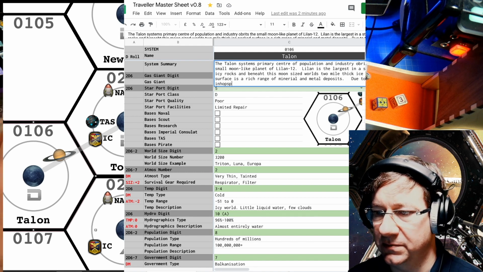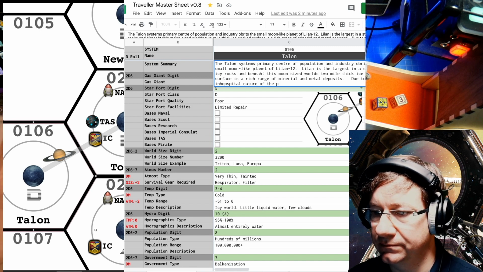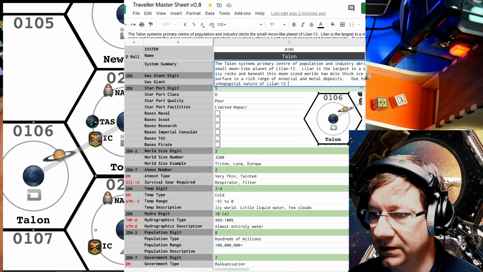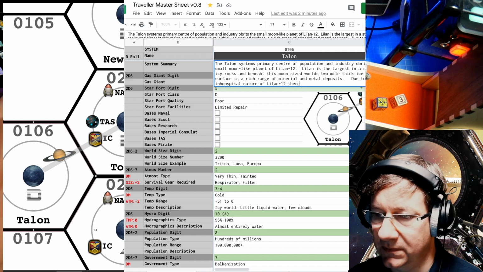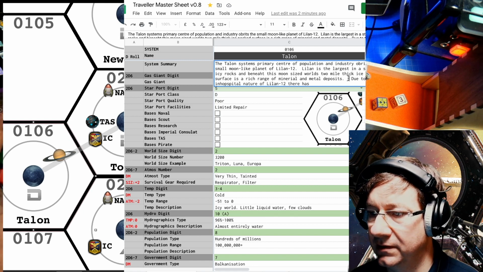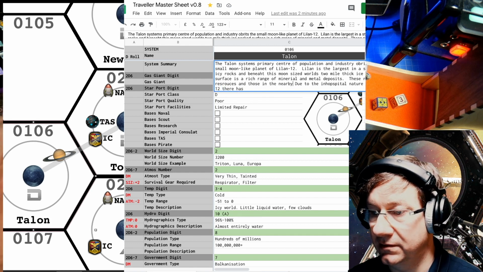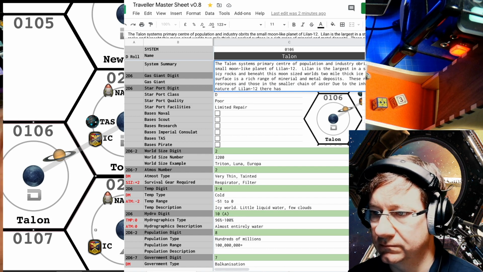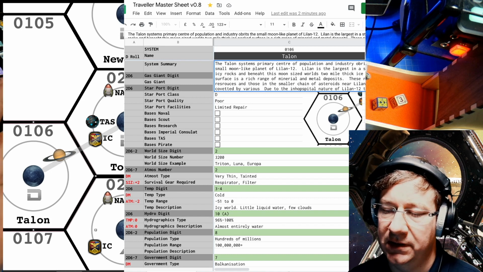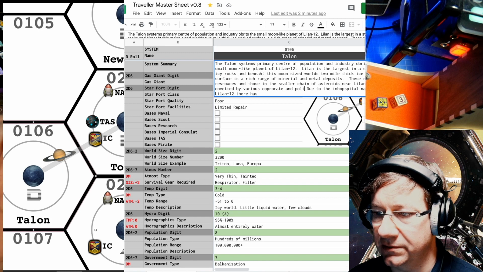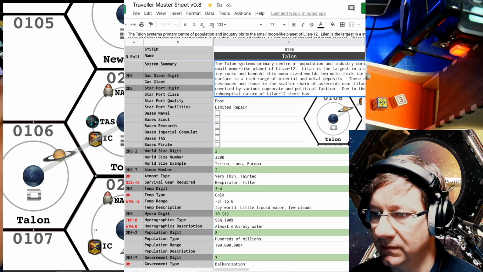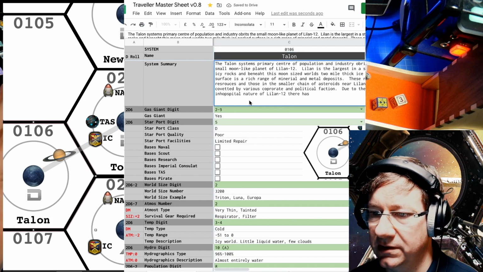And due to the inhospitable nature of Lylan 12, due to these rich resources and those in the smaller chain, Lylan 12s are coveted by various corporate and political factions. So that's a reasonable start.